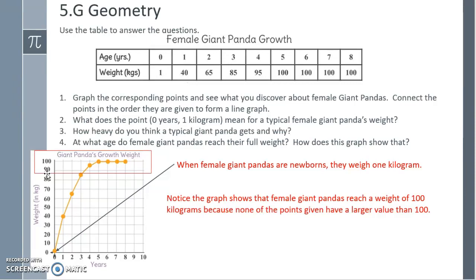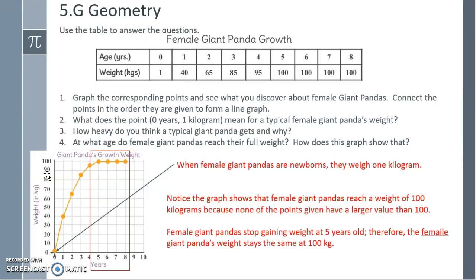At what age do female giant pandas reach their full weight? How does the graph show that? This time I'm going to refer down to the years. Female giant pandas appear to stop gaining weight at 5 years old. Therefore, the female giant panda's weight stays the same at 100 kilograms.